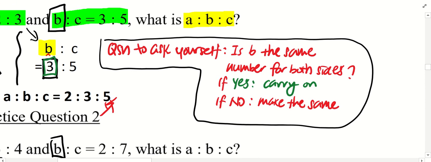take a look at what I've written here. When it comes to this kind of problem, to combine two ratios into one, you have to ask yourself, is the common quantity, in this case B, written in the same number of units for both sides? If yes, just go ahead and combine. If not, then you have to make sure that B on the left hand side and the right hand side is represented by the same number of units.